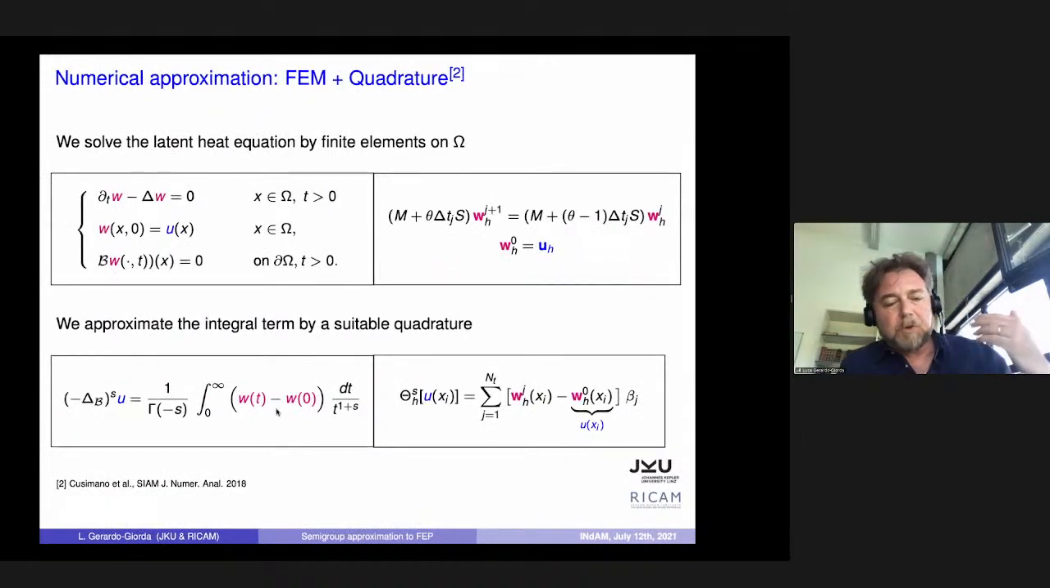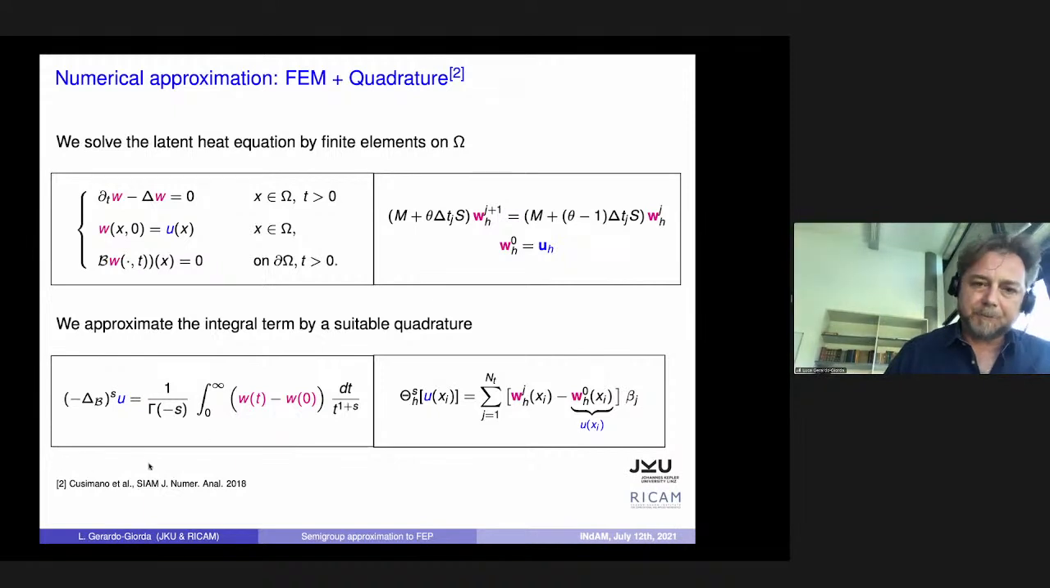So what we do is to solve the latent heat equation by finite elements on the domain. And the algorithm that is written there is just a classical theta method where you can go from purely explicit to fully implicit methods. And then we approximate the integral term by a suitable quadrature. So that was the first study that we did.